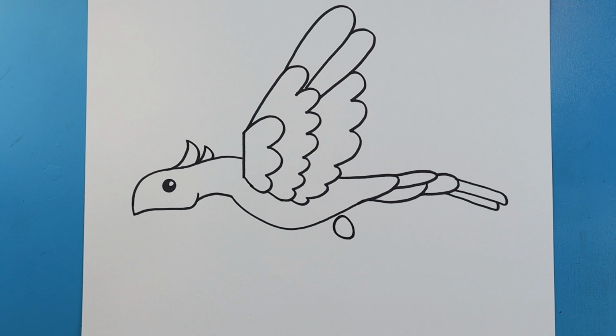And there you go, there is your drawing of a Roblox Adopt Me Phoenix. I'm going to fast forward and start coloring this.